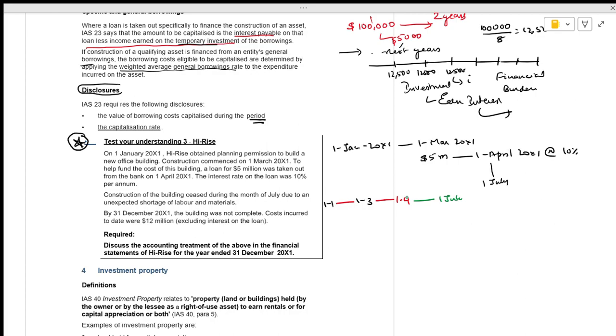Ceased means it has been stopped, held for the month of July due to an expected shortage of vehicles. Now what? By December 31st, the building was not complete. Cost incurred to date is 12 million.